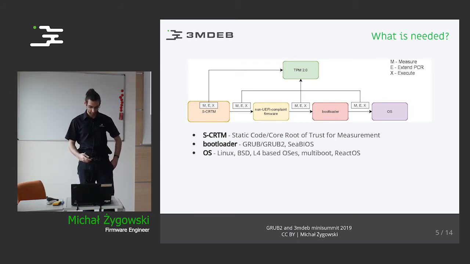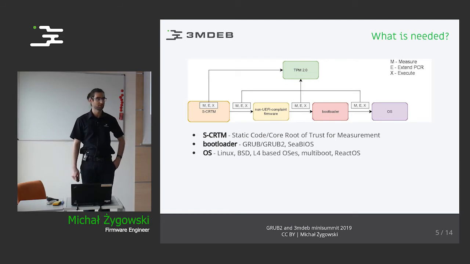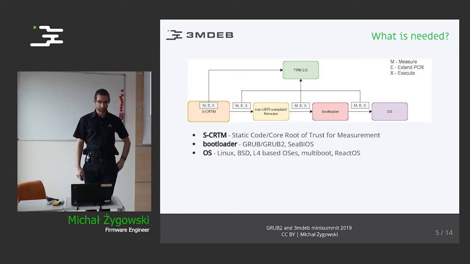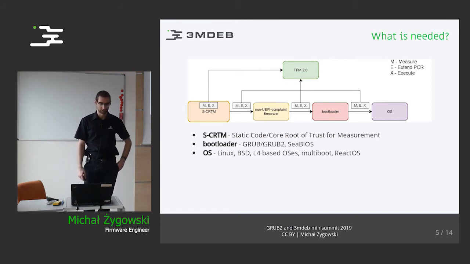What exactly is needed here? So basically, firmware starts with SRTM, which is a chain of measurements starting from the core root of trust for measurement, which is the first measurement done by the firmware right after the reset vector. And for example, the current implementations that support it are coreboot and oreboot, which do the measure, extend, and execute.